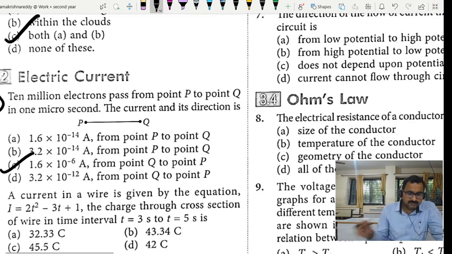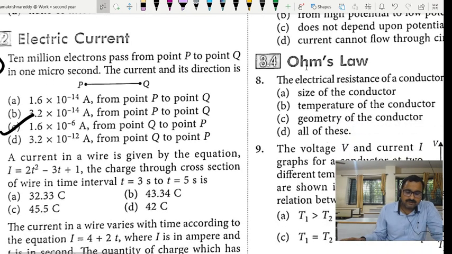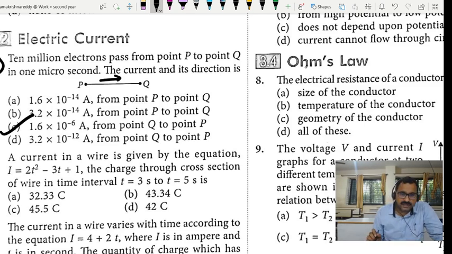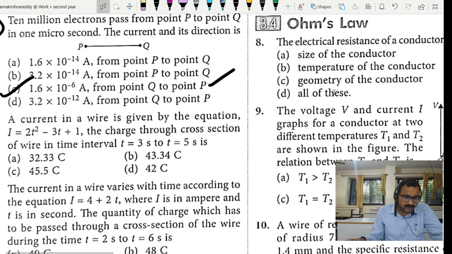Third option, direction from point Q to point P. Why is that given? Because here the electrons are moving from point P to point Q. The conventional current direction you always have to take opposite to the electron flow. So the electron is moving in this way, and the current direction is the opposite, from Q to P. That's why we write from point Q to point P.